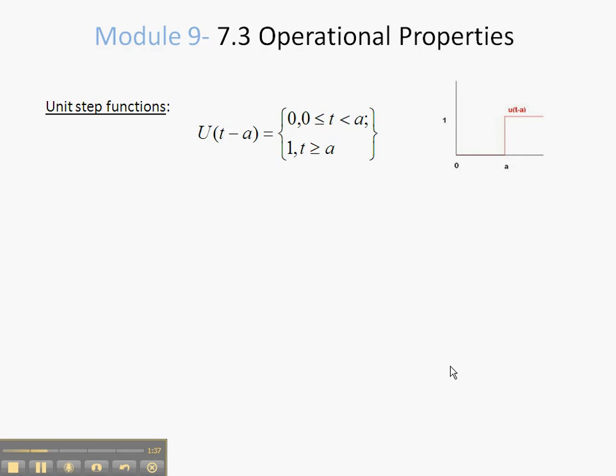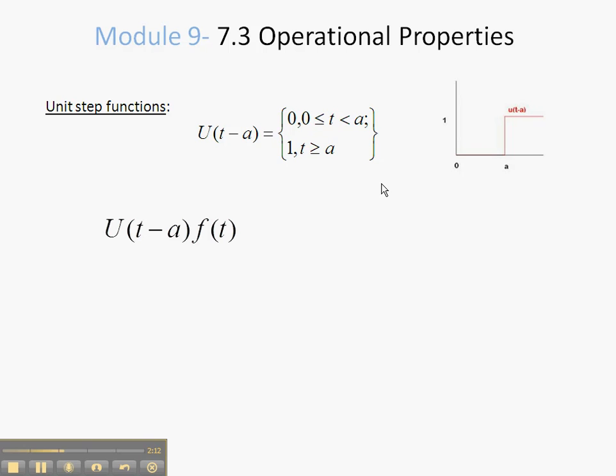Now, for the second translation theorem that we're learning in this section, we need to understand what a unit step function is. A unit step function basically erases anything that is between 0 and a. So if I look at the unit step function u(t minus a), it's going to be defined to be 0 on the interval starting at 0 and ending at a, and then it's going to be 1 from a and on. And you can see the picture of the graph right here on the right.